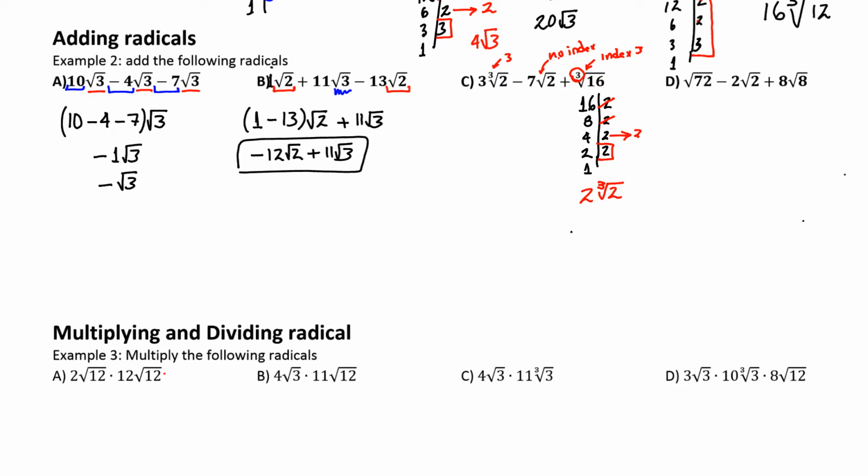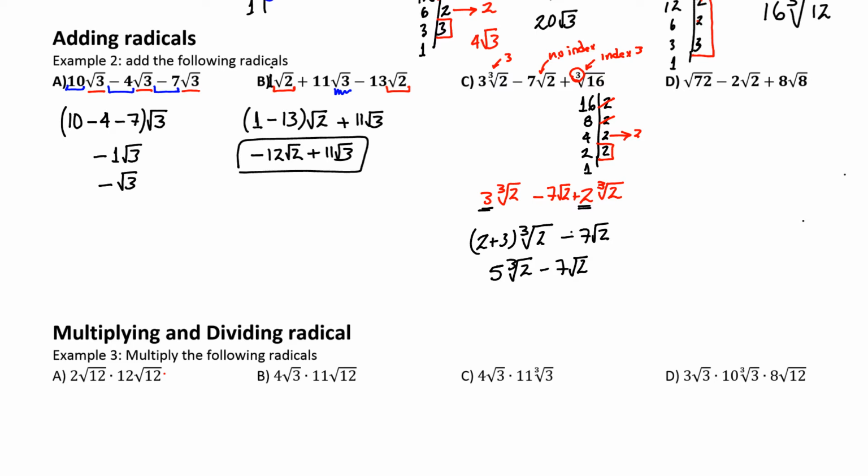Now you'll notice that we do have another cube root of 2. The first number in the front, which means the first and last terms, can be added together. You're going to have 3 plus 2 cube root of 2 minus 7 square root of 2. The final answer is 5 cube root of 2 minus 7 square root of 2.